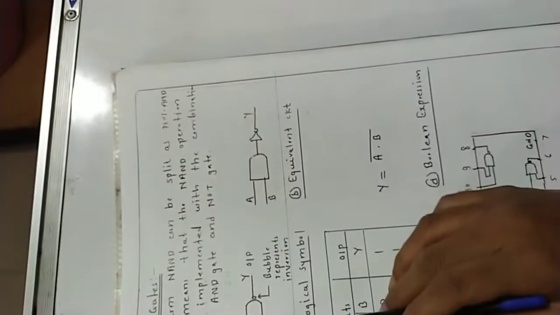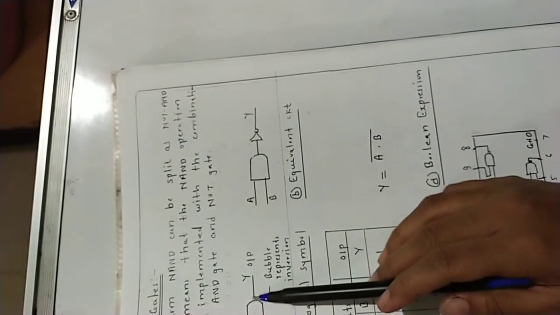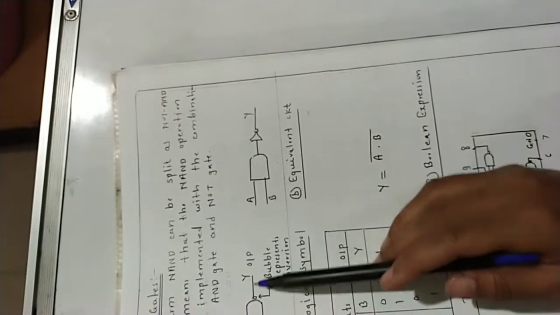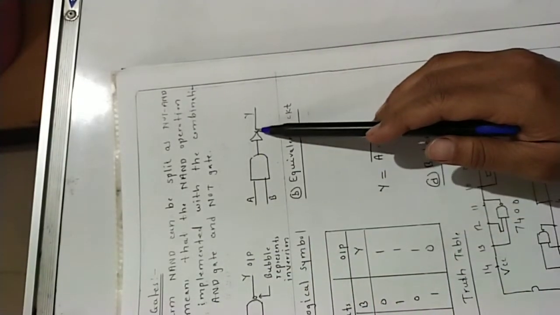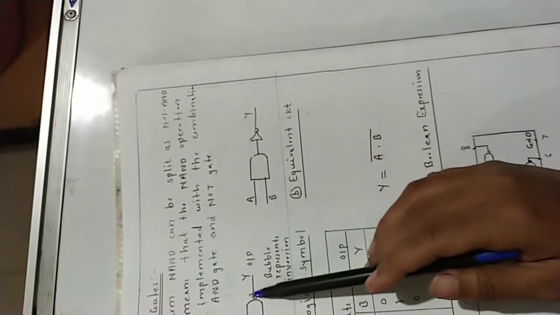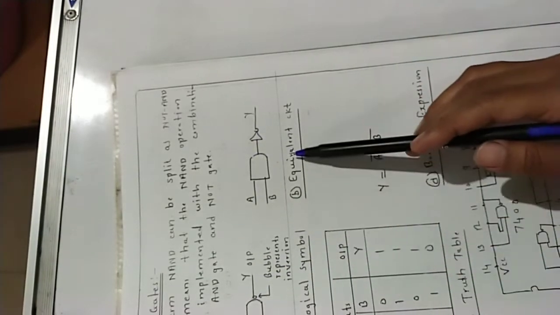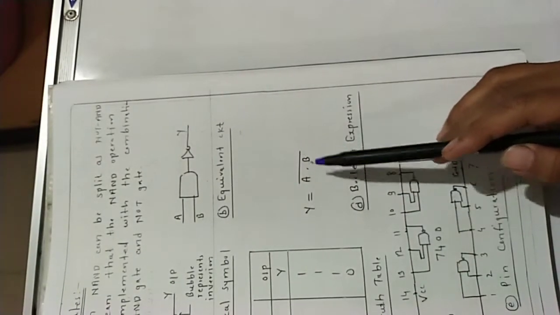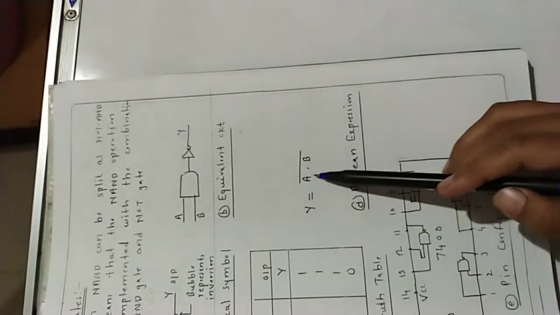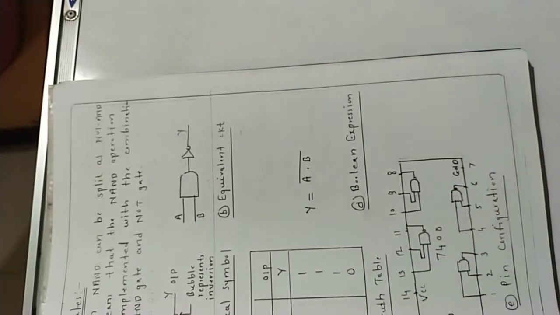Then NAND gate. Next gate is NAND gate. Symbol, see the symbol here. This is AND gate and one bubble. Bubble is nothing but NOT gate. So this can be represented like this also, AND and NOT. We can replace this NOT gate by bubble also. Okay. So its logical expression is y is equal to (a dot b) bar. Okay. And according to this logical expression, we can calculate the output.